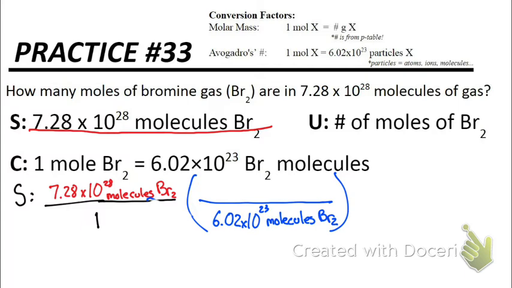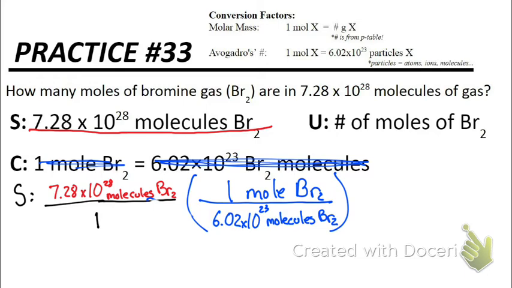Okay, so now that I've gone ahead and put down my bottom one, my denominator, I know that I've used 1/2 of my conversion factor. Once you use 1/2, you have to use the other half on top. So that would be 1 mole of Br2.